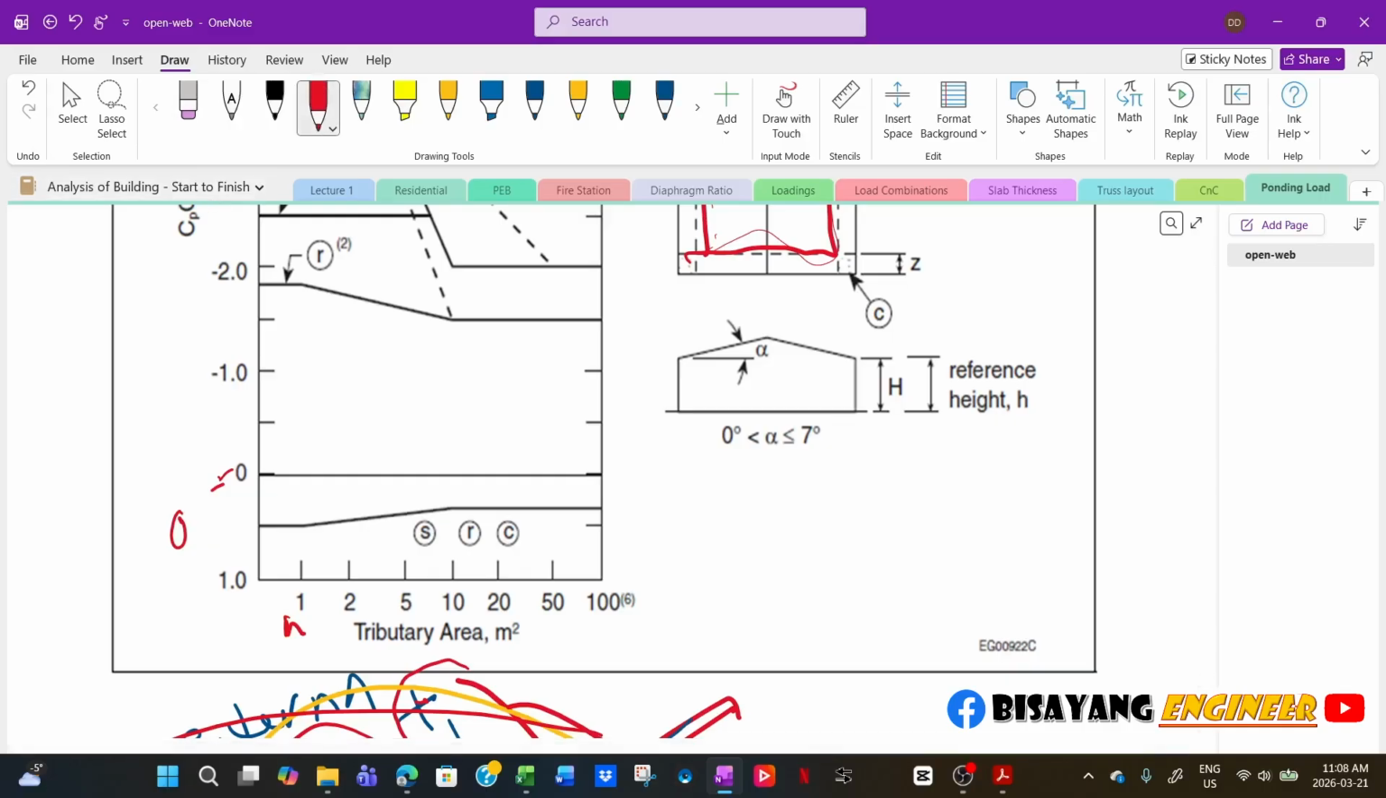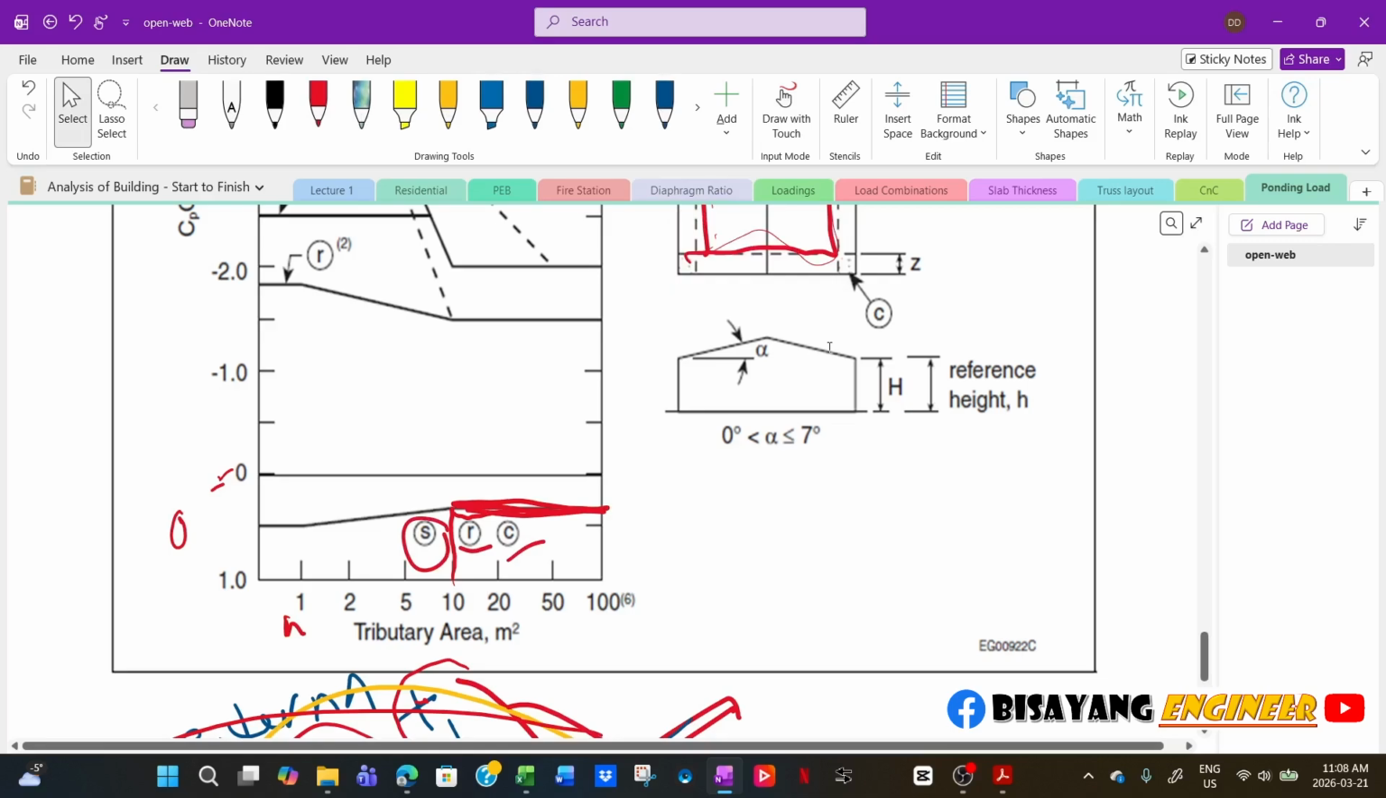tributary area 10 square meter above, that's flat, so the same. So S, R, and C are the same. So that's why you will notice also that it's the same.